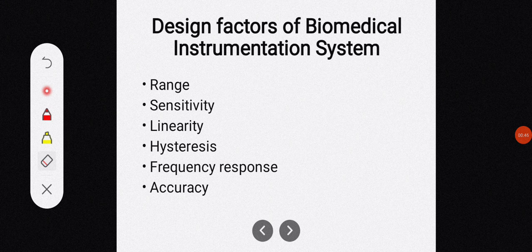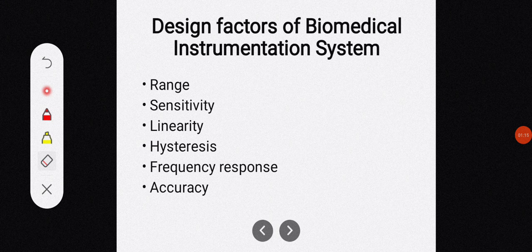Or you can say, for a certain application, if you have to select a biomedical instrumentation system among the various other biomedical instrumentation systems, then also these design factors are there. These factors need to be considered for selecting a particular biomedical instrumentation system which is suitable for a particular application.